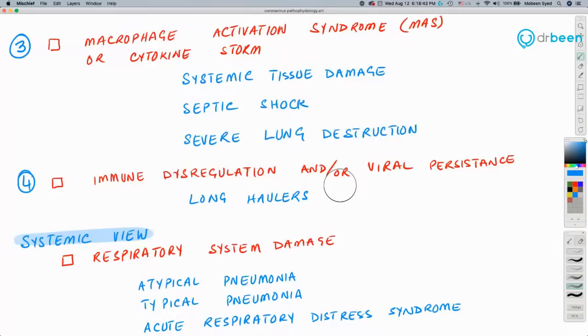And lastly, it is possible that the immune system has gone dysregulated and has not yet recovered from that dysregulation and is just continuing on for months now. So that is another category of damage that you see.